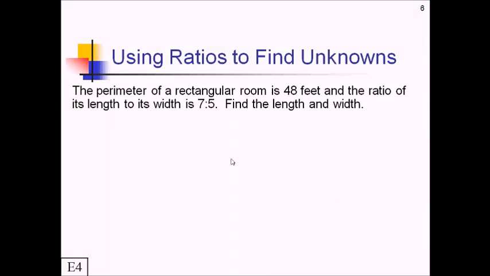Let's do another ratio problem. Let's say the perimeter of a rectangular room is 48 feet and the ratio of its length to width is 7 to 5. What is the length and the width of that room? Pause the video and see how far you can get on this one on your own.